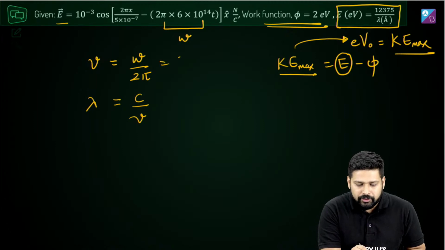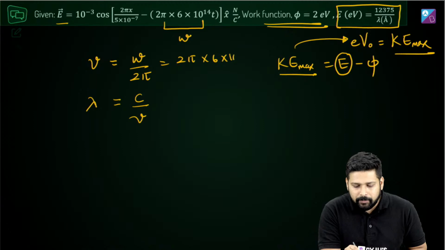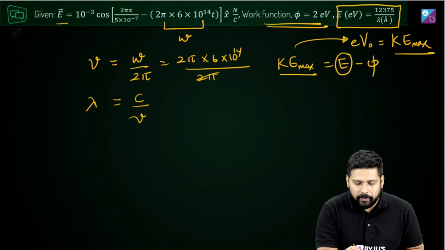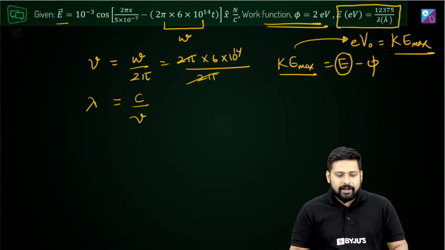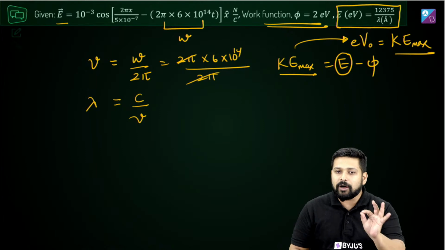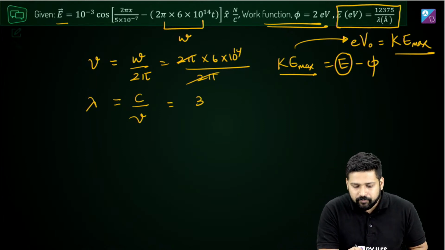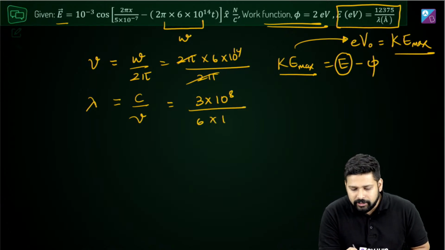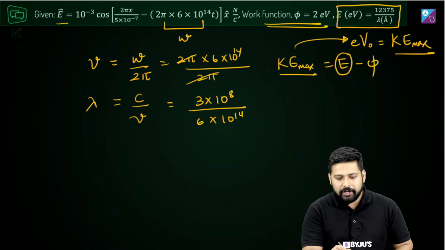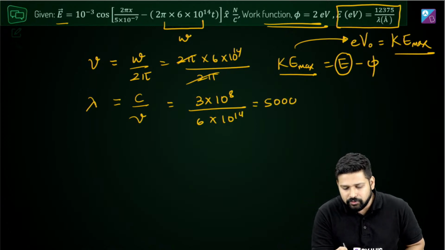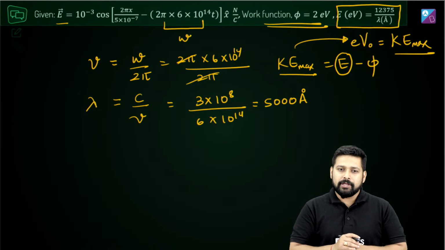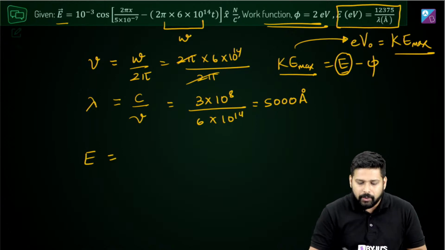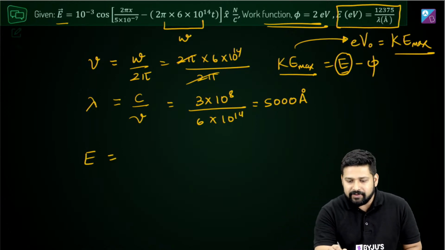If you substitute this value, which is 2 pi times 6 into 10 to the power of 14 divided by 2 pi, the 2 pi gets cancelled out, and you have the value of frequency as 6 into 10 to the power of 14. C कितना होता है? 3 into 10 to the power 8 meters per second, right? Divided by 6 into 10 to the power of 14, you get 5000 angstrom. Got it? Now what about energy? This E we want, right? So E is going to be equal to 12375 upon lambda, as per the question.